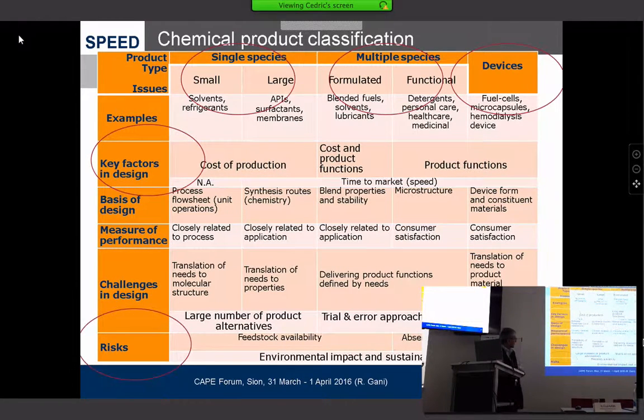And the last thing that I want to highlight here is the risk, especially if we are talking about these kind of products. Do we have enough feedstock availability, and what kind of impact is it going to make to the environment or sustainability? In the case of formulated functional devices, unfortunately, we can say that at the moment, the engineering science knowledge is not enough to make computer-aided things. It's more correlations, experiment-based work.